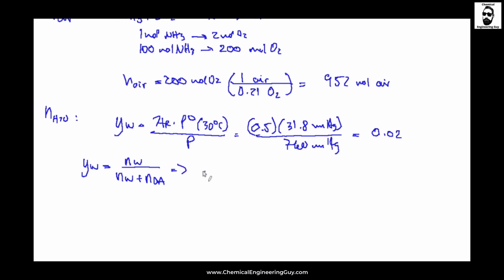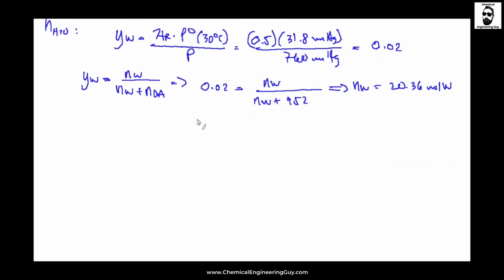So I don't have this. I will need to calculate it. Moles of water divided by moles of water and dry air. I got it. It's essentially 952 moles. So solving this, you should get N of water equals 20.36 moles of water. And yeah, essentially we need to add all the moles. So 952 plus those 20 moles, it's 972, I think, yeah, moles of wet air.